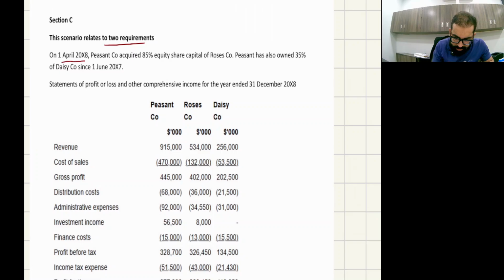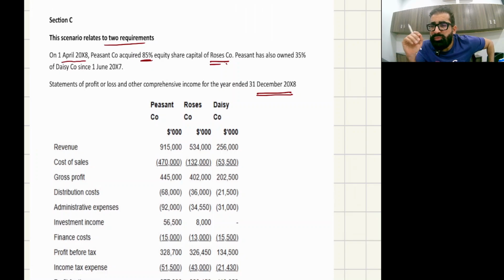The scenario relates to two requirements. On 1st April X8, Peasant Company acquired 85% of the equity share capital of Rose. Be careful with the date. The year end is 31st December X8. So this is a part-year acquisition case. You acquired on 1st April and your year end is 31st December, so you need to consolidate 9 months, adding together with the subsidiary. Rose is your subsidiary.